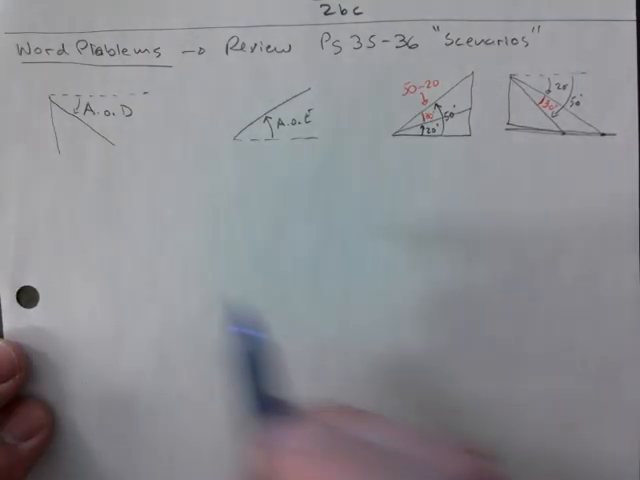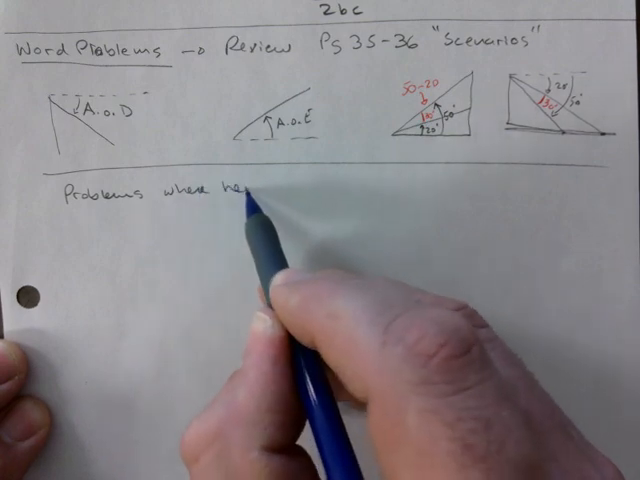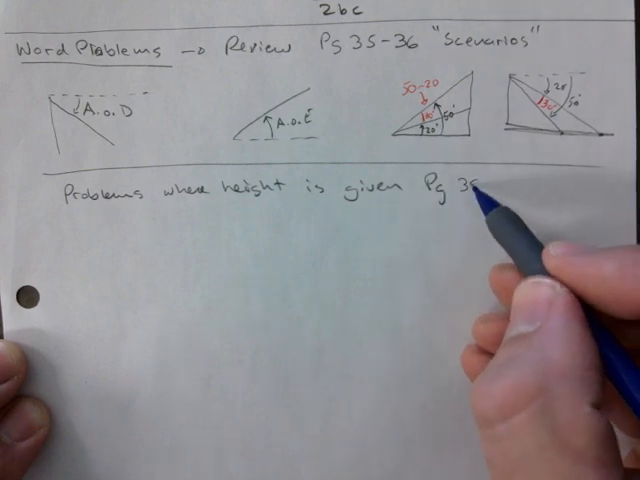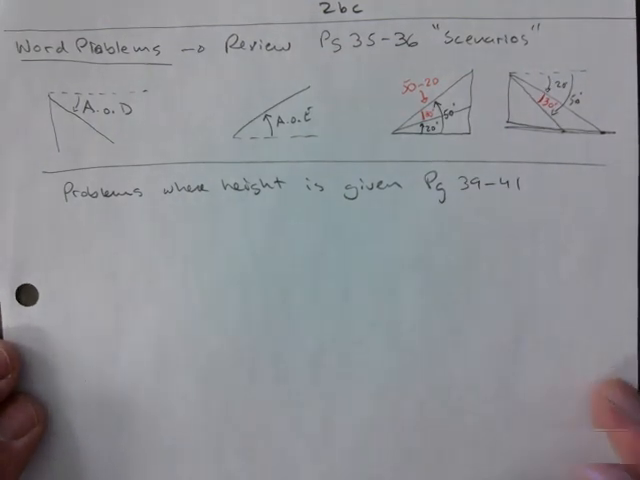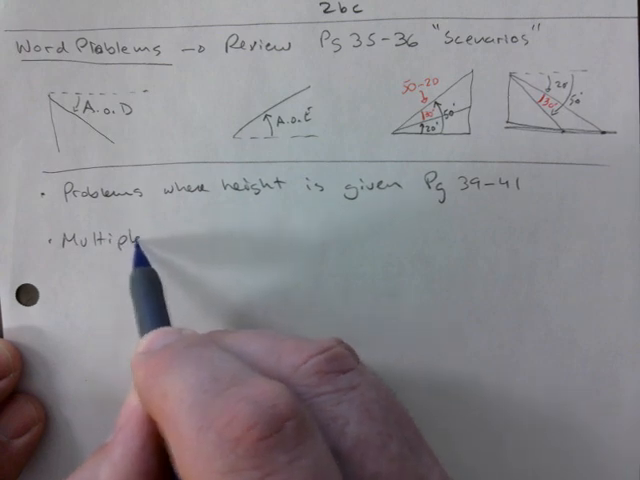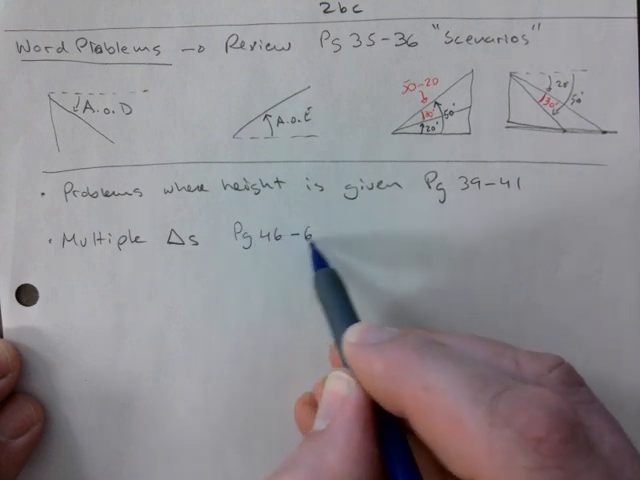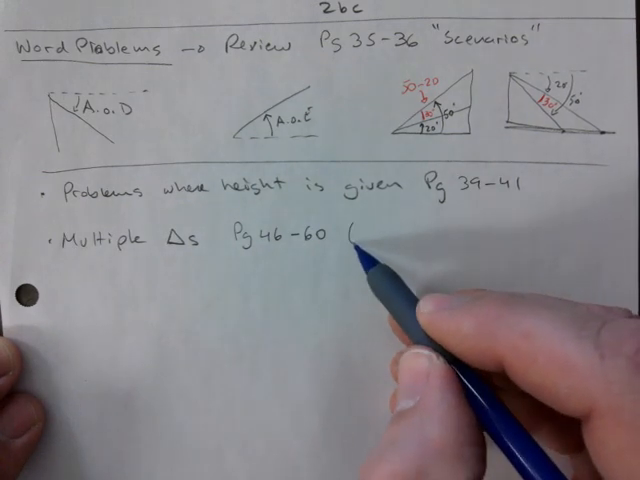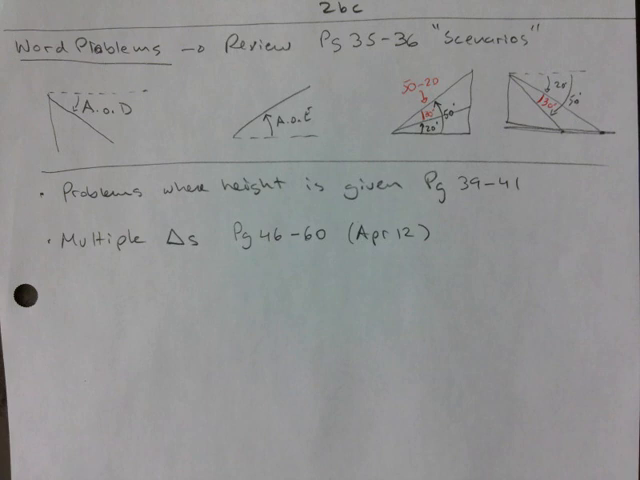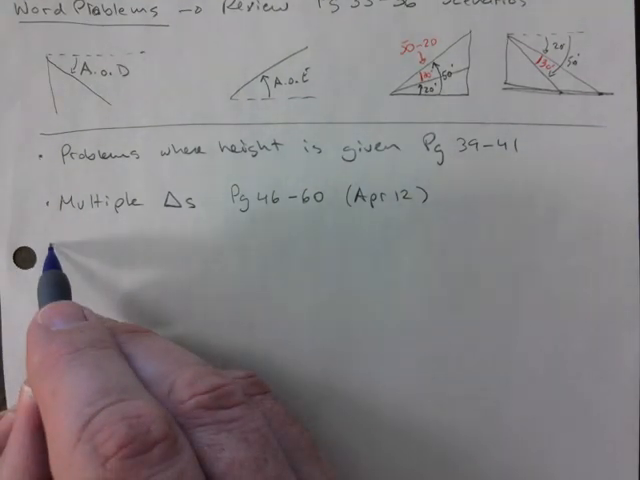Okay, so then I'm going to cut this here. Problems where height is given, I would ask you to go pages 39 to 41 specifically. There will be more, but go check those out. Then you've got multiple triangles. You know what? I'm just going to give you a whack load of pages. 46 to 60 has a healthy mix of that. If you want to look at the key, it was posted April 12th. If you're working on any of these pages and you wonder what it actually should amount to, go and check those pages out. Go to April 12th. That's where I posted that.